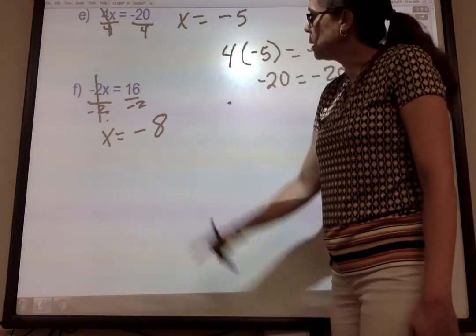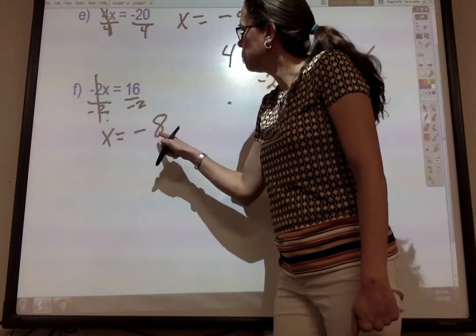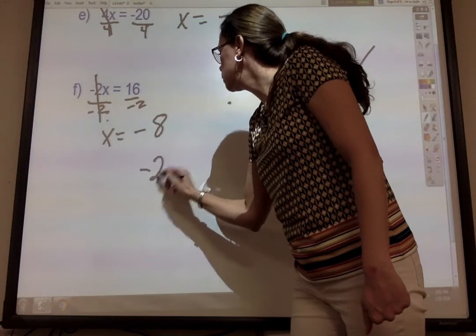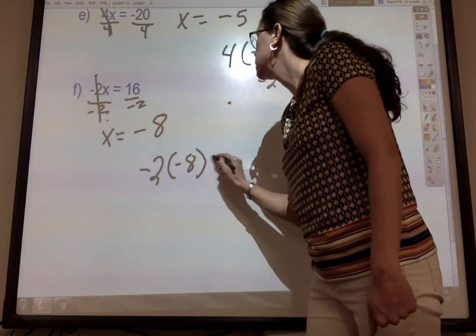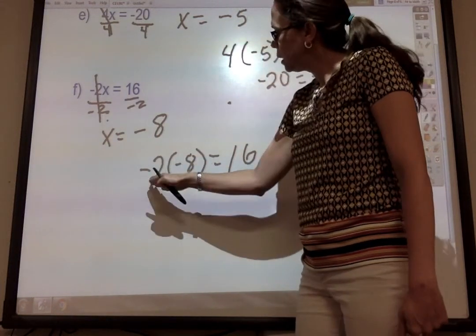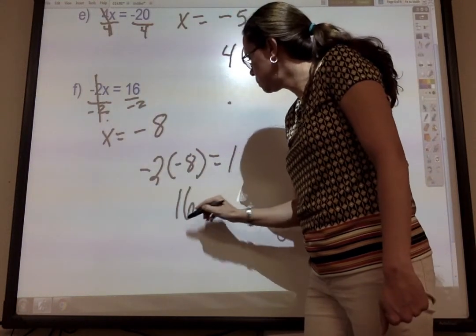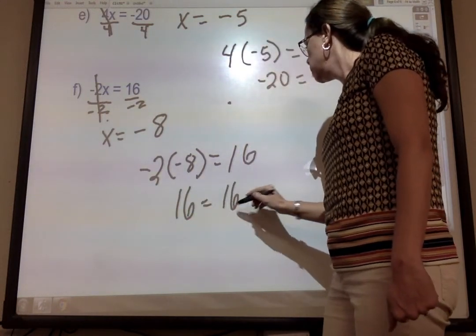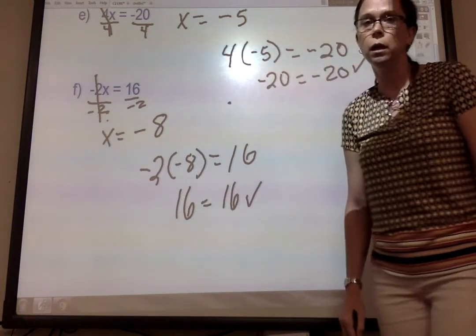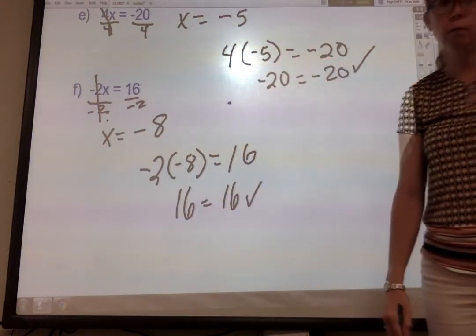So now I need to check myself. Instead of x, I'm going to use a negative 8. Negative 2 times negative 8 is equal to 16. Negative times negative gives me a positive. 2 times 8 is 16. Positive 16 is equal to positive 16. We solved it correctly. Okay?